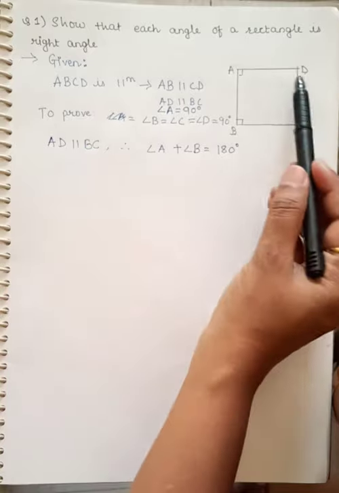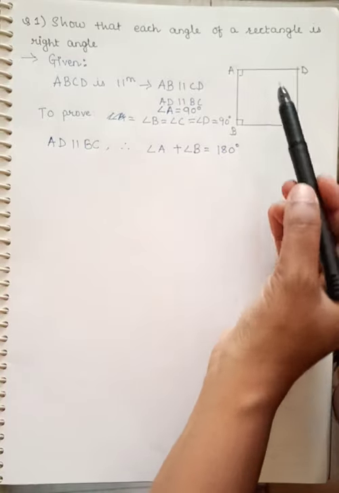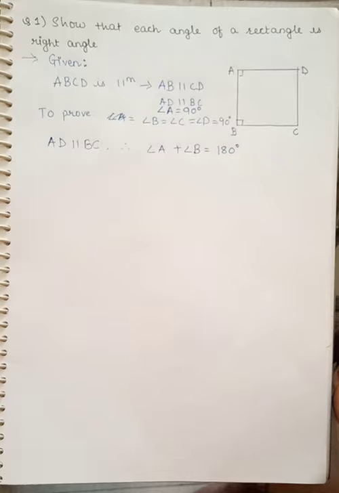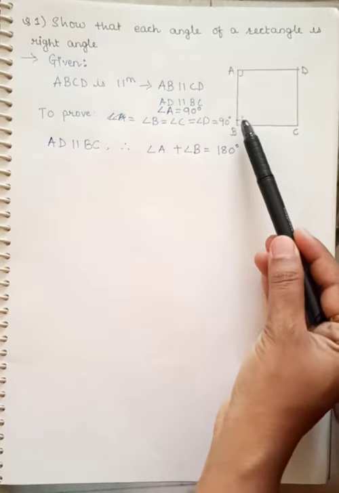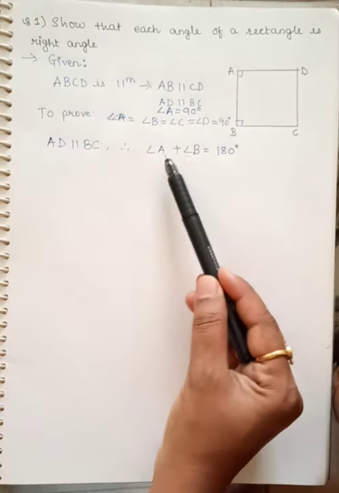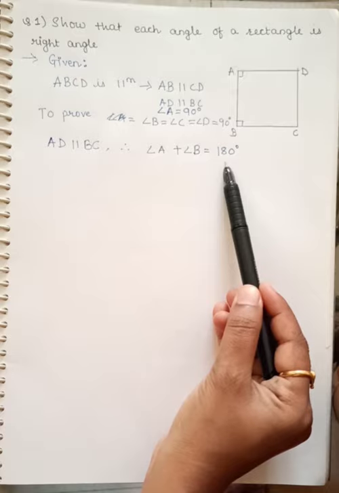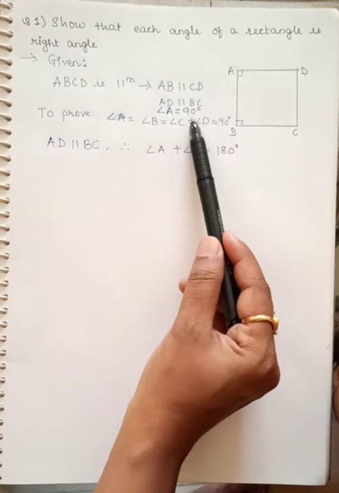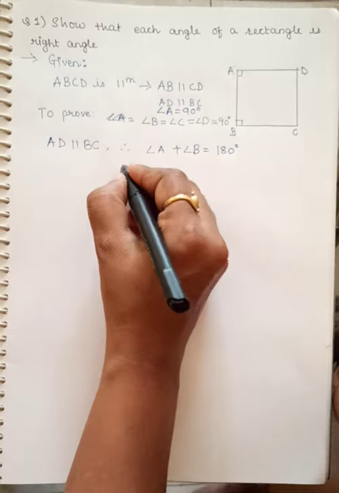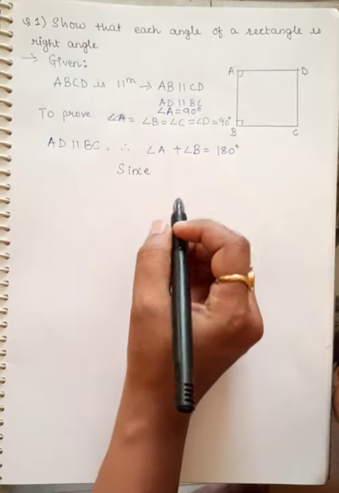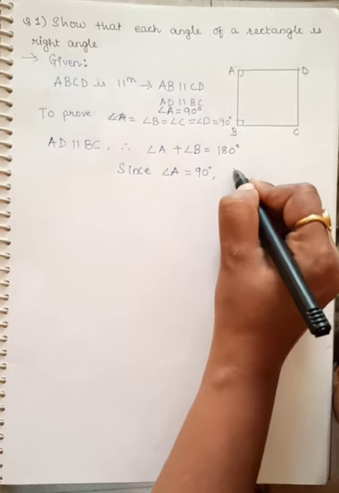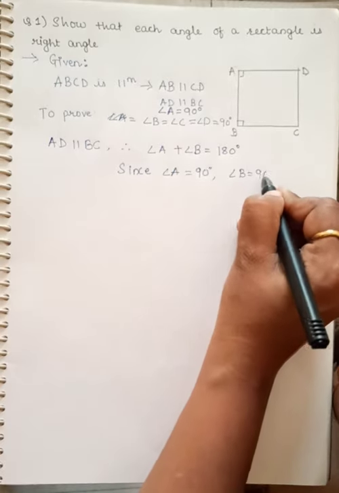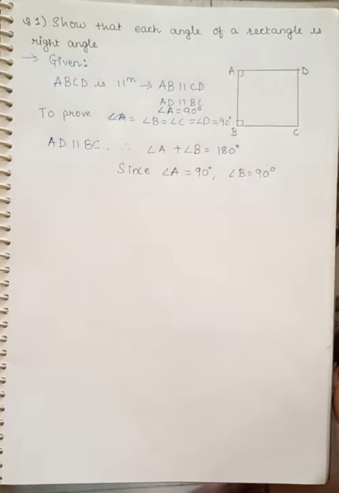Now as I know AD is parallel to BC, it means if I consider AB to be the transversal, so this angle A and angle B will fall on the same side of transversal, and hence they are co-interior angles, and therefore their sum is 180, isn't it? But as we know angle A is 90 degree, what does it mean? Since angle A is 90 degree, can I say angle B is also 90 degree? Yes.